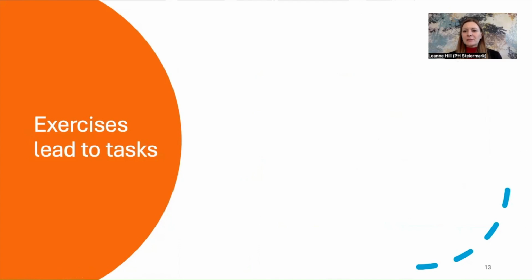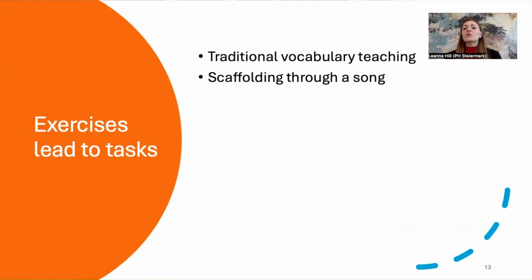So we see this principle at work here. We have some exercises that lead to communicative activities. So we have the traditional way of teaching the vocabulary. We learn the different items of fruit. And we also learn a structure through a song.